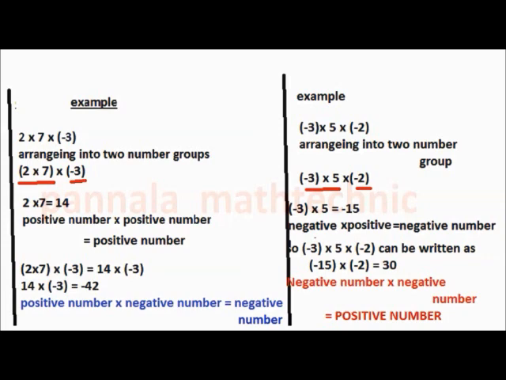Again it's a 2 number multiplication. Now here a positive number multiplied by a negative number results, we know, in a negative number. So minus 42 is the answer.